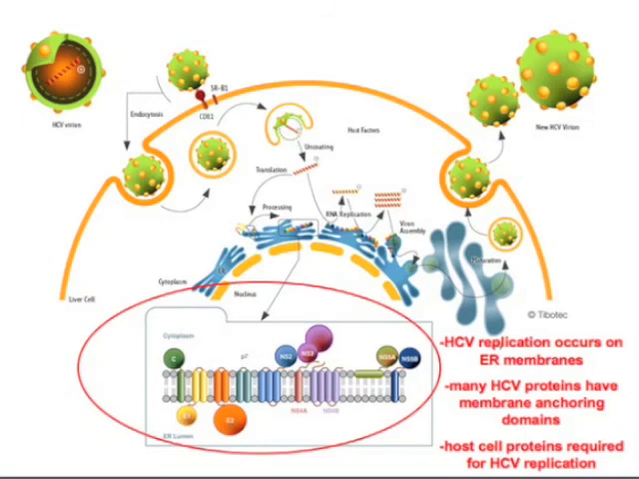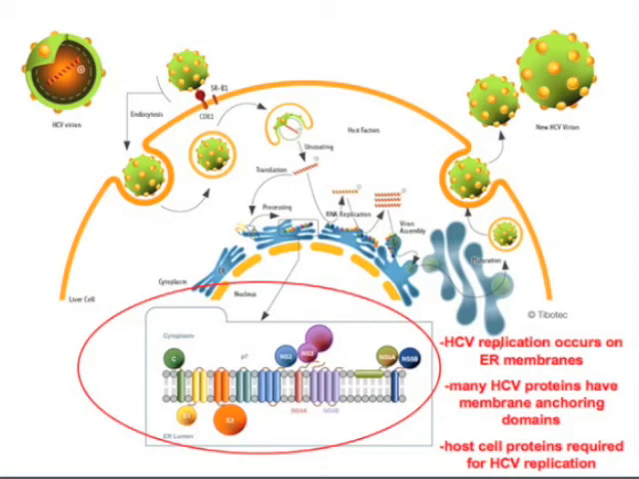So now I want to talk about virus replication. As I alluded to previously, HCV replication occurs on endoplasmic reticulum membranes. In this circled part down here, you can see that many HCV proteins have membrane anchoring domains. So NS5A has an amino-terminal amphipathic alpha helix that allows it to insert into membranes. NS5B has a C-terminal membrane binding domain. And you can see that NS3 is anchored in the membrane by its association with NS4. And so the non-structural proteins set up shop on endoplasmic reticulum membranes.